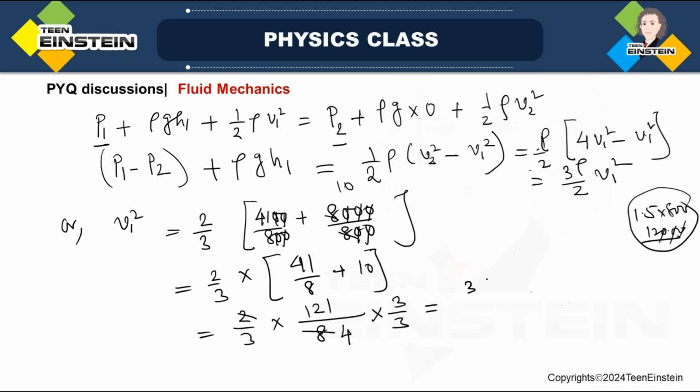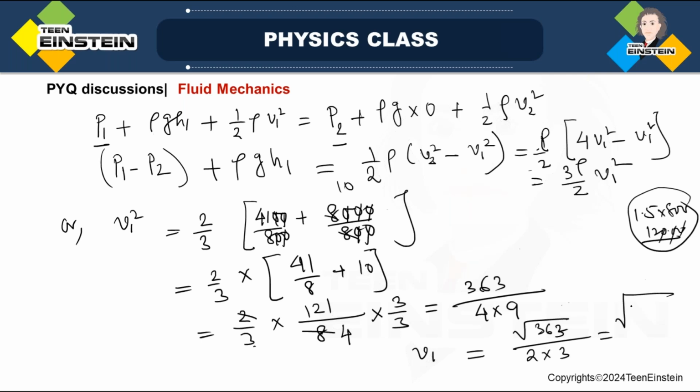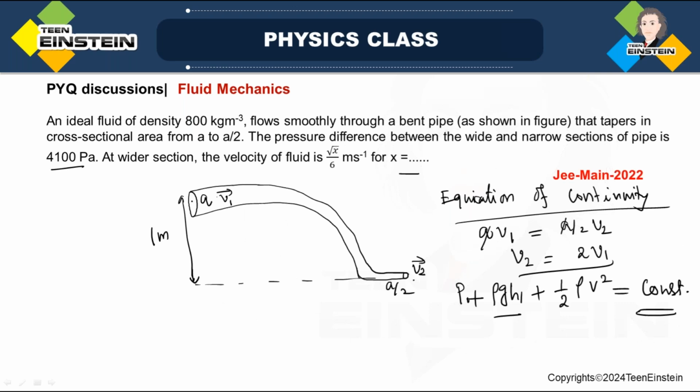So it is actually 363. Here it will be 36, that means 4 into 9. Okay, now v1, I think earlier also things was all right. Okay, this is 363 and this will be 2 into 3. Okay, so square root of 363 divided by 6. So the value of x will be 363. This is in meter per second.